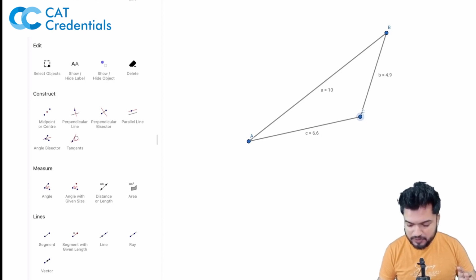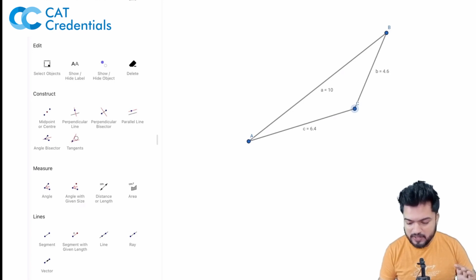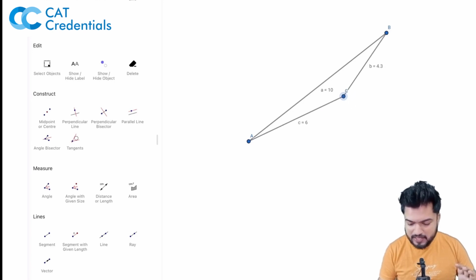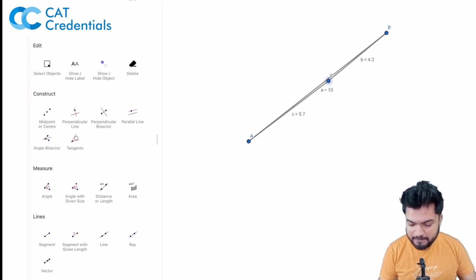And further reducing B and C. Now B is 5, C is 6.7. So 5 plus 6.7 is 11.7. Still greater than 10. Sum of the two sides is greater than the third side. Triangle is formed. Still you have a triangle. 6 plus 4.3, 10.3 is greater than 10. Triangle is formed. Still you have a triangle. 5.8 and 4.3, this is equal to what? 6.1 plus 4, 10.1. 10.1 is greater than 10. Still a triangle is formed. But what will happen when B plus C is equal to A?